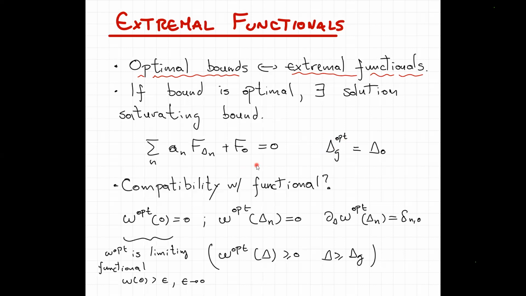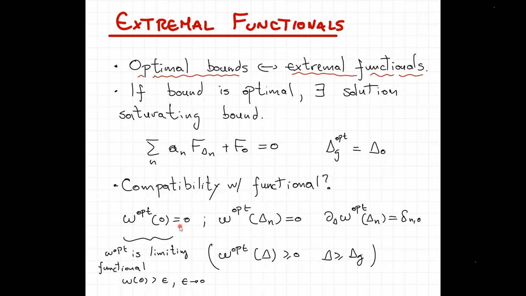So how is this compatible with the existence of a functional? It's compatible only if the following occurs. First of all, I told you that our optimal functional had to be non-negative above the gap, and so we'll just demand that it should be exactly zero on the operators that make up this solution. So this is this condition. Furthermore, the optimal functional on the identity should now be zero instead of strictly positive.